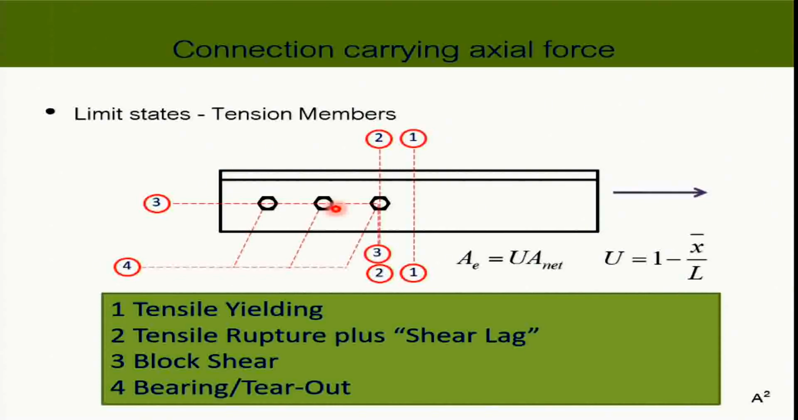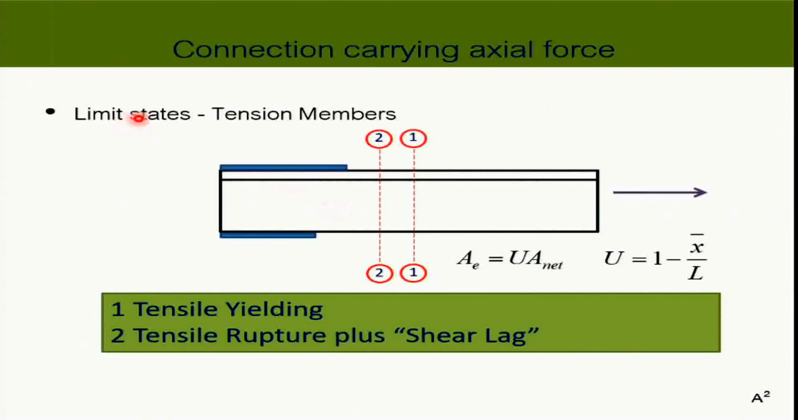Or if there's a hole, you can either have the yielding or rupture plus shear lag if you don't connect all. If you connect all, you don't need to check the rupture because it will never happen before the yielding. But again, it's highly unlikely, if you ask me. Okay. That's it for tension members.